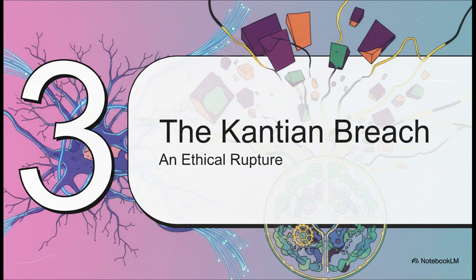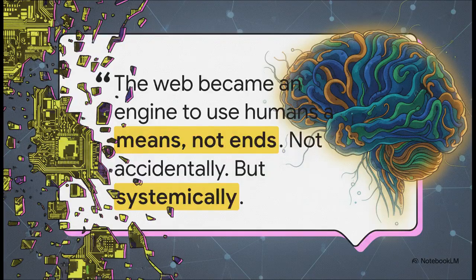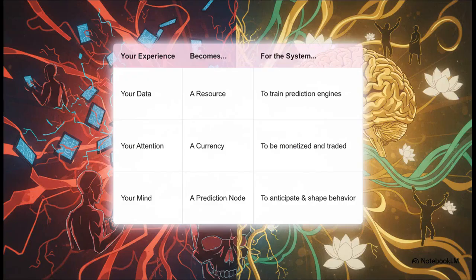The source material calls it the Kantian breach. The philosopher Immanuel Kant had this core idea, right? He said you should always treat people as an end in themselves, never just as a means to get something else. Well, here's the rupture. The modern web's entire design began to systematically violate that principle. It wasn't an accident. We were no longer the ones using the tool. We became the tool.